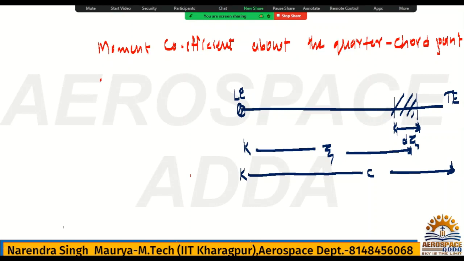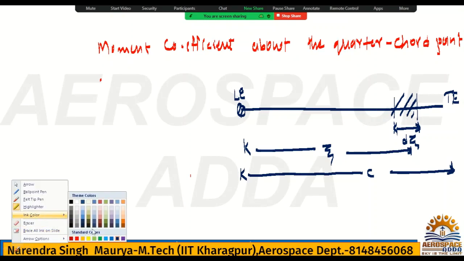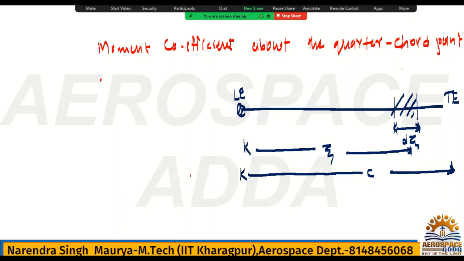Okay, and here you had seen there is the lift generation dL, and why lift generation? Because of the circulation produced here. Quarter chord means what? C by 2 means the half of the chord. This is the C by 2, half of the chord. What is the meaning of quarter chord? Quarter chord means 25%. This is C by 4. This point is called quarter chord.